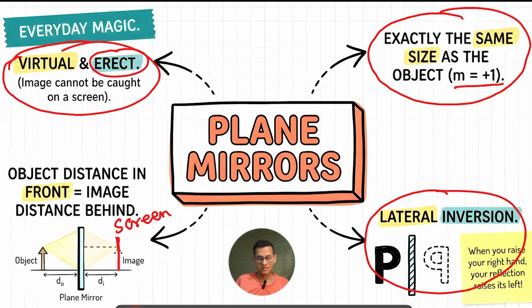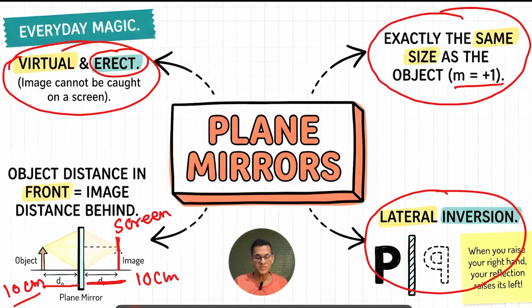The last characteristic that you need to remember about the image formation by a plane mirror is the distance. The distance at which the image is formed behind the plane mirror is equal to the distance of the object from the plane mirror. For example, if the image is formed at 10 centimeters behind the mirror, it also means that the object is placed at 10 centimeters in front of the mirror. So these are the 4 characteristics.